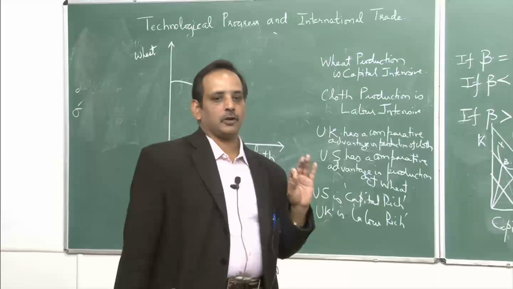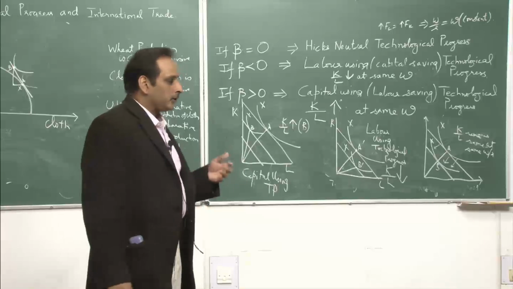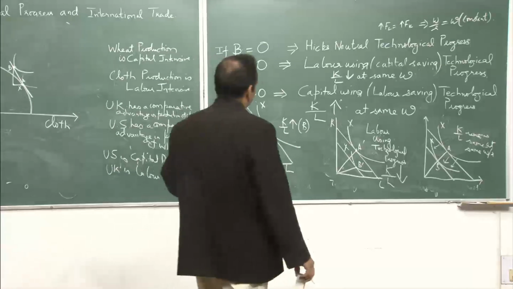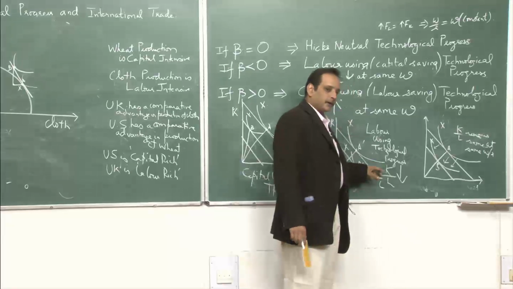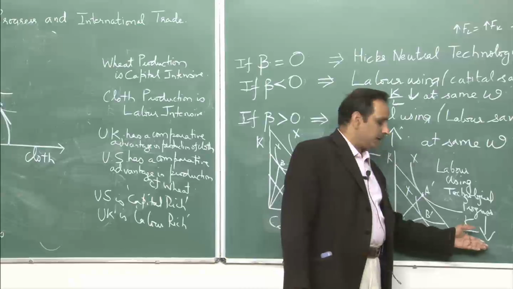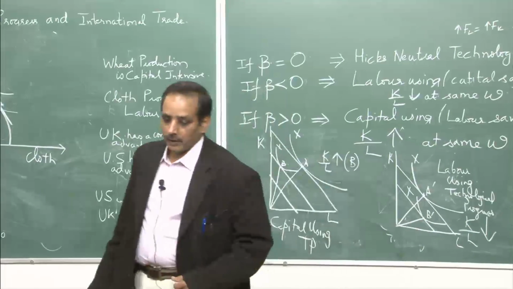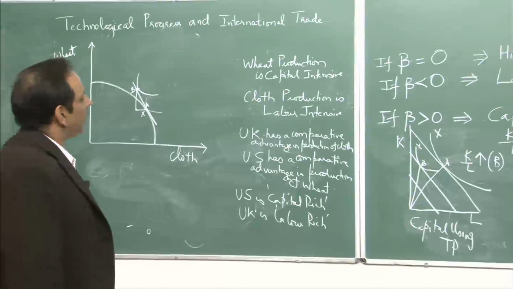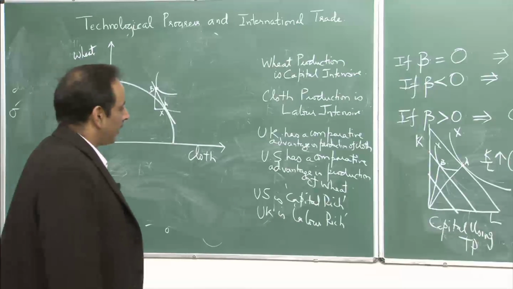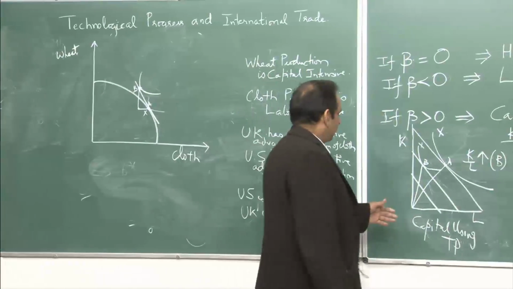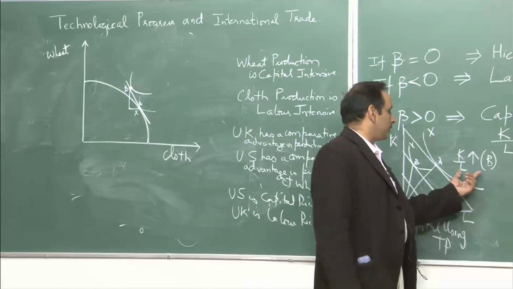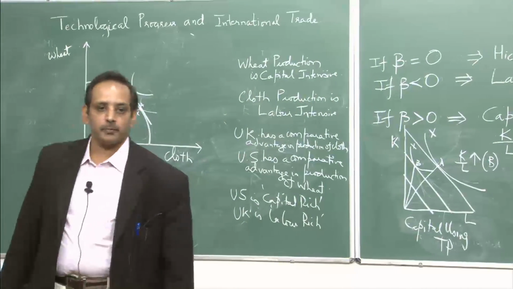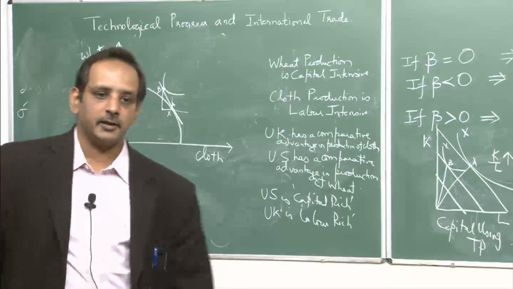So the W by R ratio remains the same, or you can say that the capital labor ratio remains the same at the same W by R. Labor using technological progress is defined in two ways: the capital labor ratio declines at the same W by R, or the increase in MPL is greater than the increase in MPK. As a result, the W by R ratio increases at the same capital labor ratio. Capital using technological progress means the capital labor ratio increases, there is capital deepening, or the W by R ratio goes down because the increase in MPK is greater than the increase in MPL.